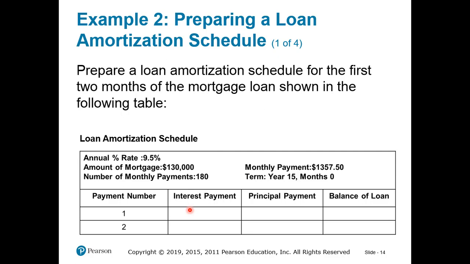Well, the first thing you do is find out the amount of interest. What's the interest amount of your mortgage? Well, it's 9.5% of $130,000. That's going to be your interest portion of the payment. And then you subtract that interest part from the monthly payment, and that's going to give you your principal amount. And then you subtract that principal amount from the balance. So let's go through it.